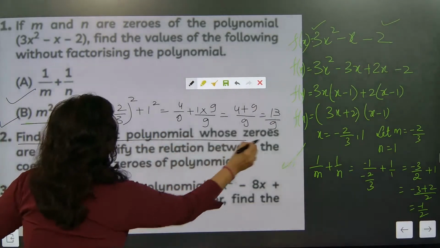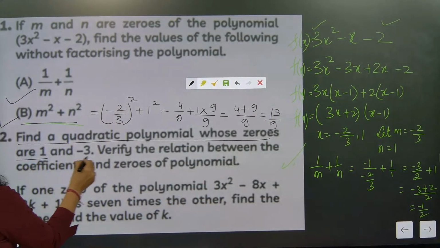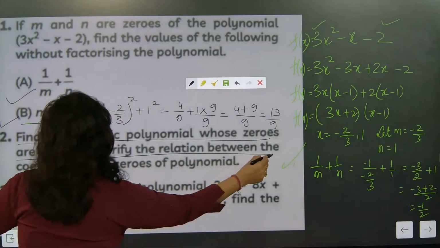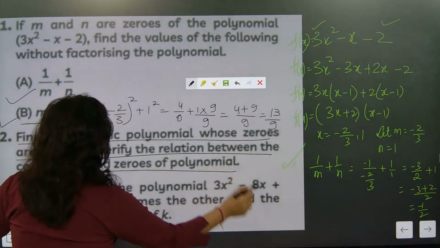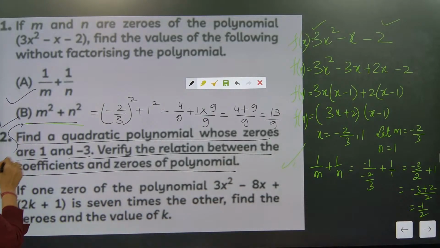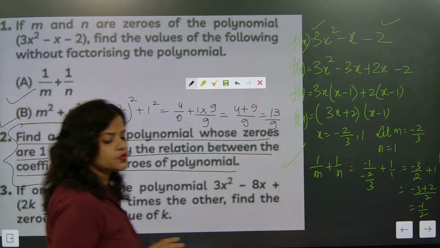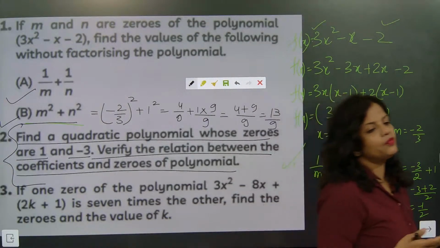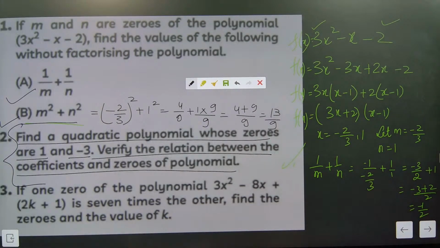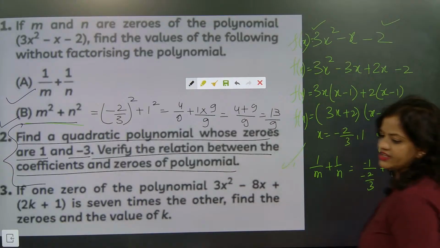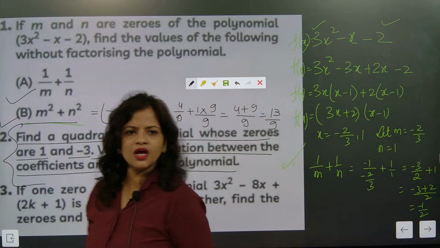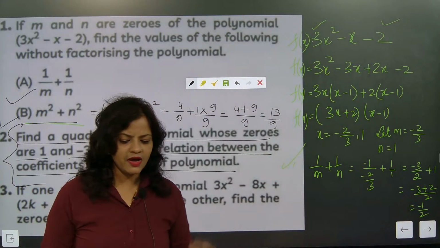Find a quadratic polynomial whose zeros are 1 and minus 3. Verify the relation between the coefficients and zeros of the polynomial. Because this is an NCERT question, correct? Most of the time, whenever they will have no question, they will ask this question. But is it a very challenging question for you people? No, right? Because many times in NCERT we have practiced.